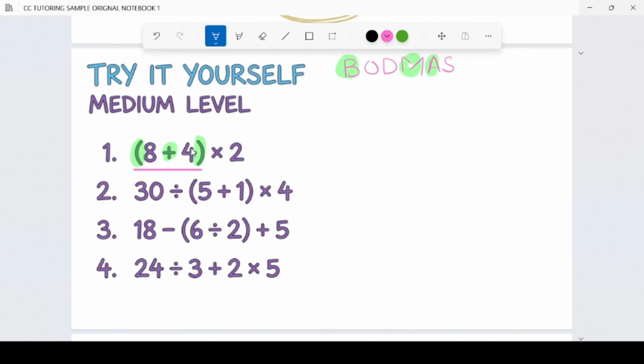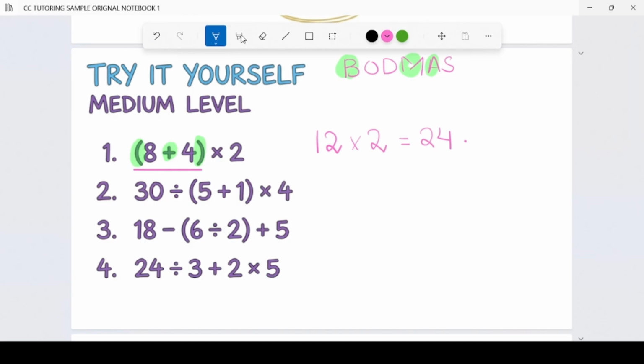So first of all, 8 plus 4, 8, 9, 10, 11, 12. So the answer is 12. Now you might be thinking, why are we adding first? Because anything that is inside the bracket will always be solved first in the equation. Multiply by 2. So 12 multiply by 2 is 24. I hope you got this one.